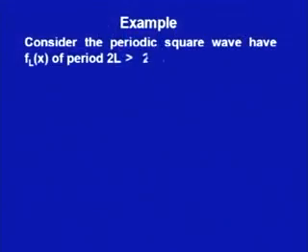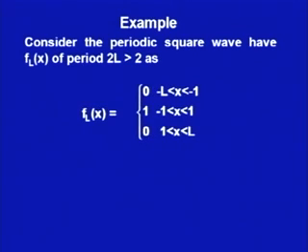Consider the periodic square wave f_L(x) as 0 from minus L to minus 1, 1 from minus 1 to 1, and 0 from 1 to L. Certainly we want this period 2L to be greater than 2, since we want it to be 1 from minus 1 to plus 1 and after that 0, and we want it periodic with period 2L. So, f_L(x plus 2L) should be equal to f_L(x) for all x.